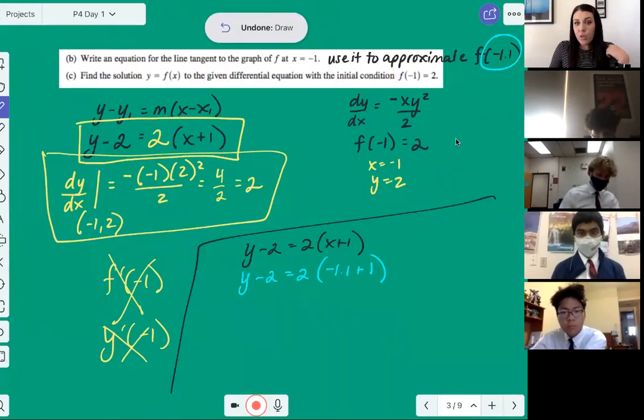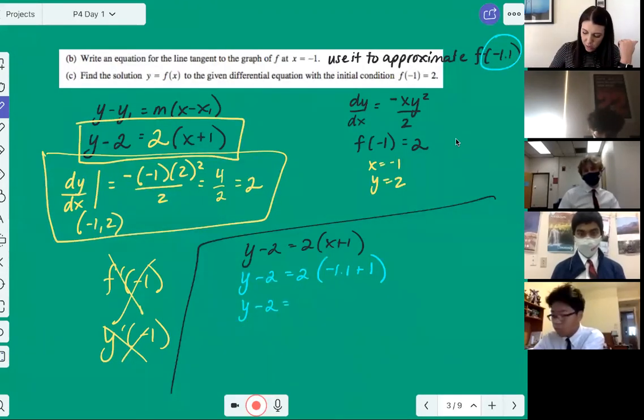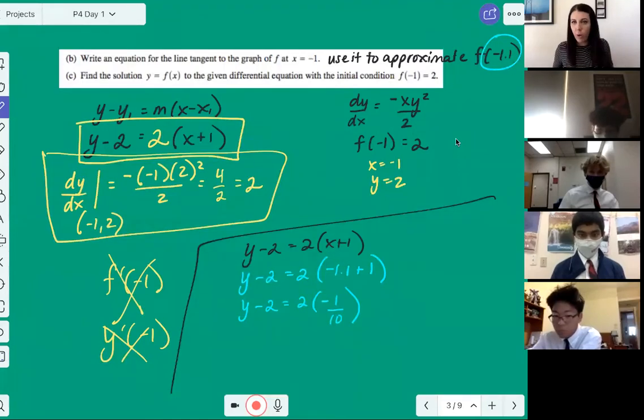It's generally helpful to use fractions. It's fine if you don't. On this one, I think I picked one that's pretty easy. So we get y minus 2 equals 2 times -0.1 plus 0.1 is -1/10 or -0.1. Again, I don't care if you use a fraction or a decimal. Sometimes fractions are easier, but not always.